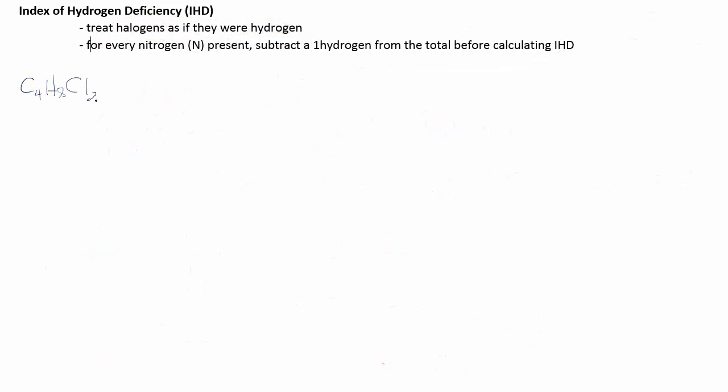All right, so there's a few little tricks that need to be applied as well, though. Of course there are. You need to treat a halogen as if it was a hydrogen when doing this calculation, and it's strictly for this calculation. Every time a nitrogen is present, you need to subtract 1 hydrogen from the total before calculating. So let's look at the halogen example first.